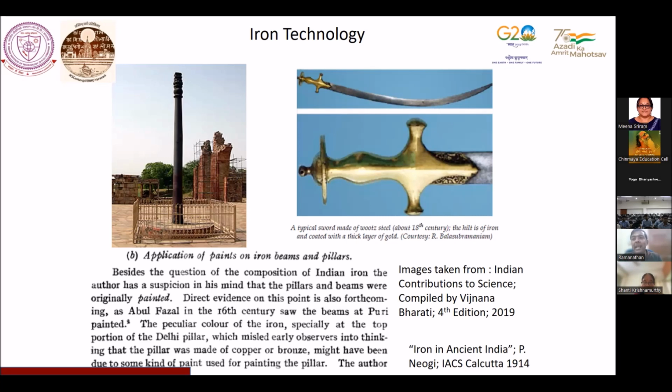Damascus, by the way, is the name of a place in Greece near Syria. Now, this Damascus sword was made out of a steel called Wootz steel.